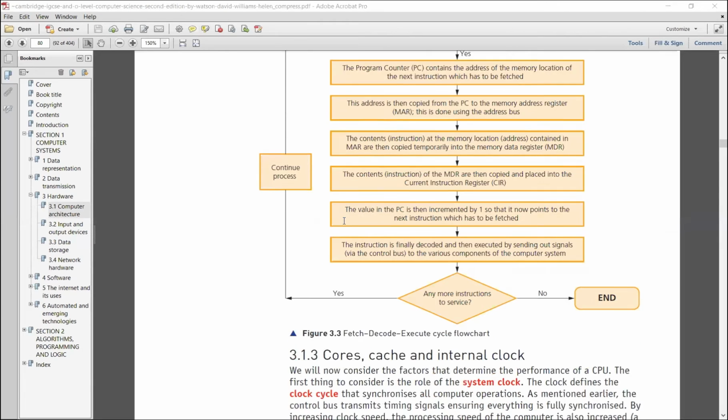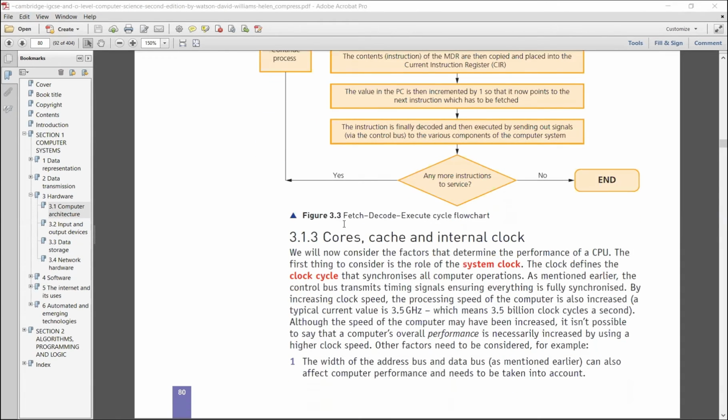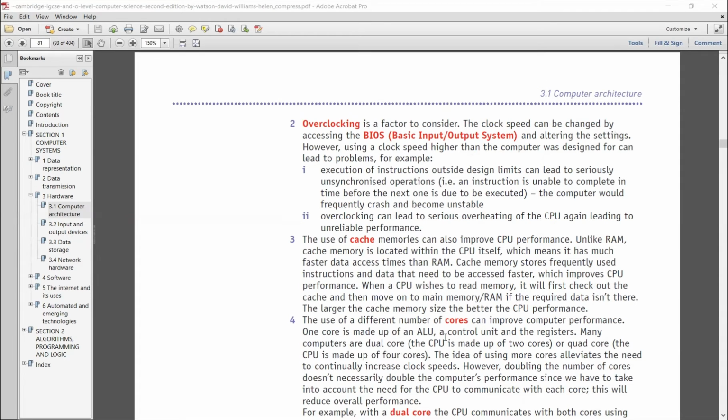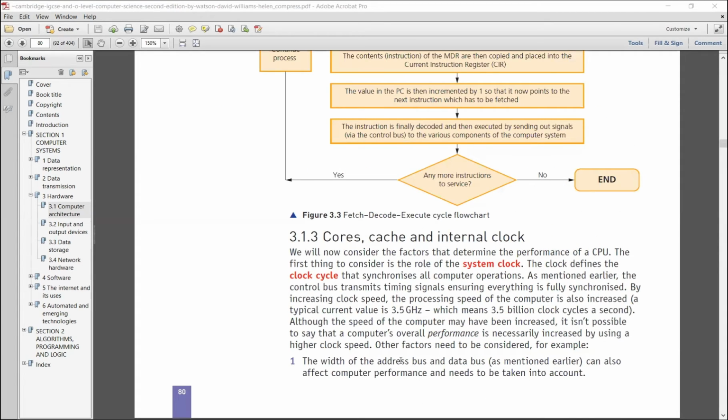The next one is cores, cache, and system clock. But what are cores actually? If you know the term cores, what is a core actually? Exactly, you're absolutely correct. What you need to know are the factors on which a system's performance depends. By the way, this question again comes in the paper: factors that need to be considered when you are trying to increase the performance of your computer system.